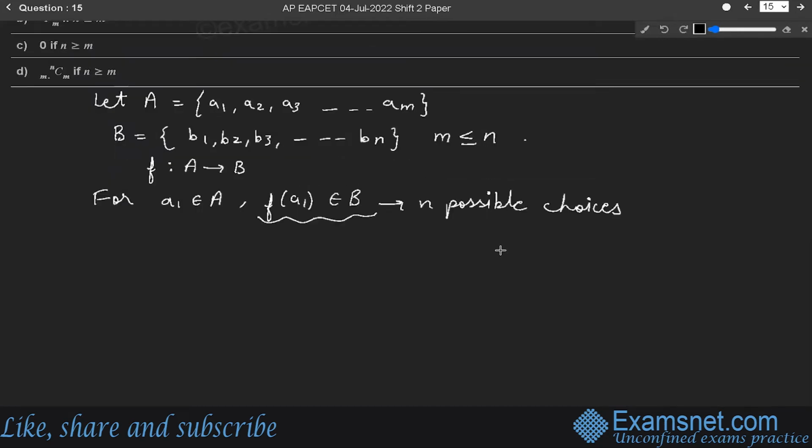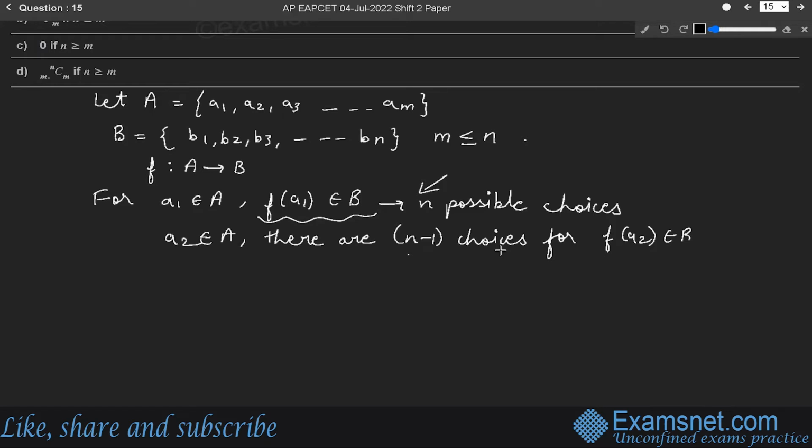Similarly, for another element, which is A2. So for A2 belongs to A, there are a total of n minus 1 possible choices. See, if here there are n possible choices, then for the next element, there will be one choice less, which is n minus 1 possible choices for f of A2 belongs to B. I hope this concept is clear to you. If one space is already occupied, then for another element, there will be one space less.